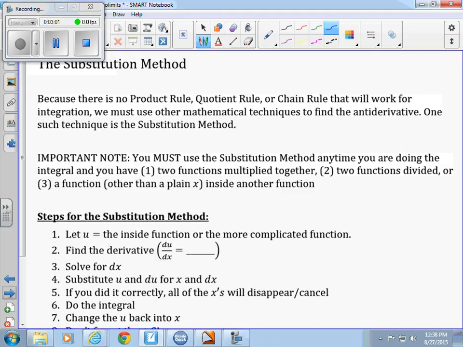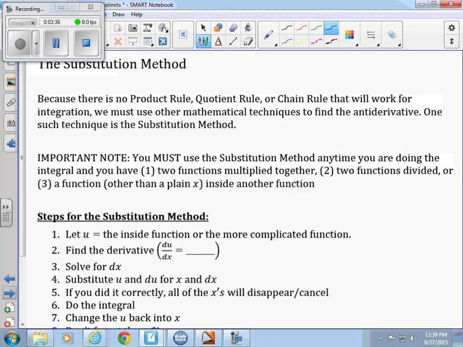So what we're going to do is let u be the more complicated function. It could be the thing that we're multiplying by, the inside of the function, the denominator, or a numerator. But we're going to let u be some complicated portion of the function. We're just going to call it u. We're going to find the derivative of that u. We're going to solve for dx. We're going to substitute u and du in for x and dx. We're going to do a clever change of variables. That's what we're going to do.